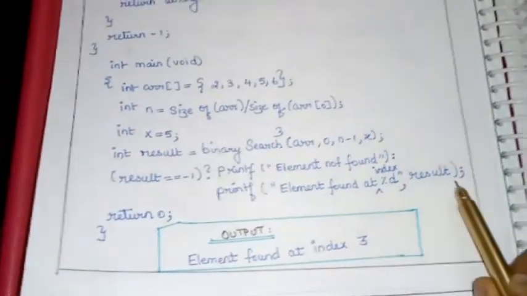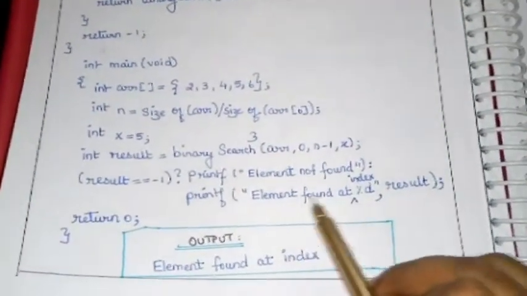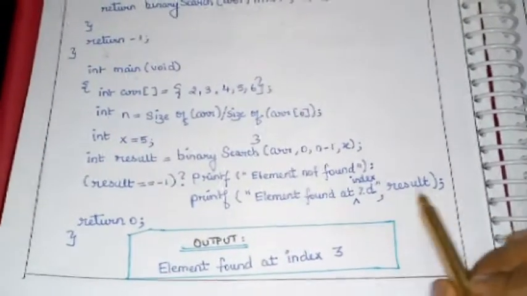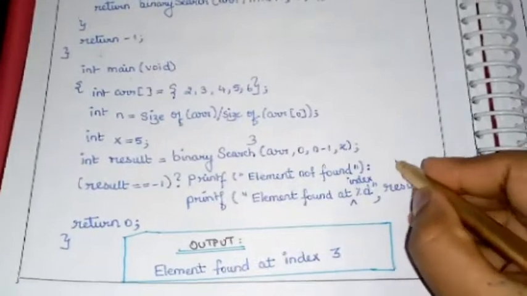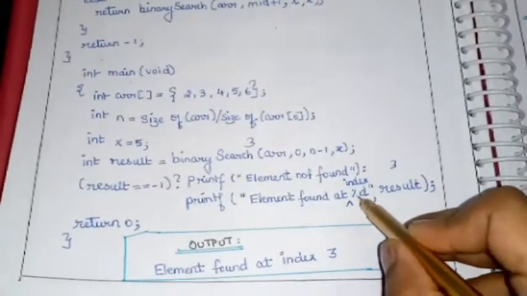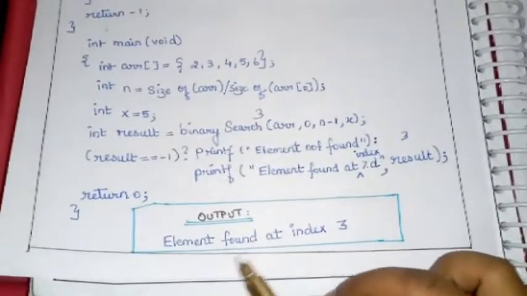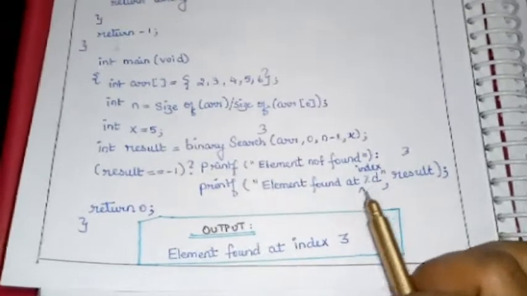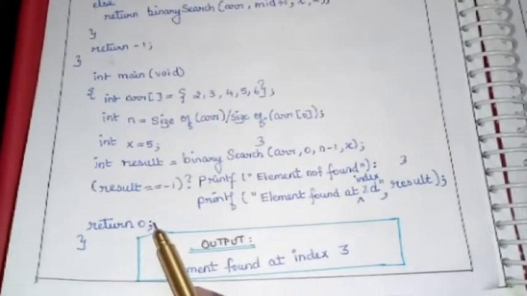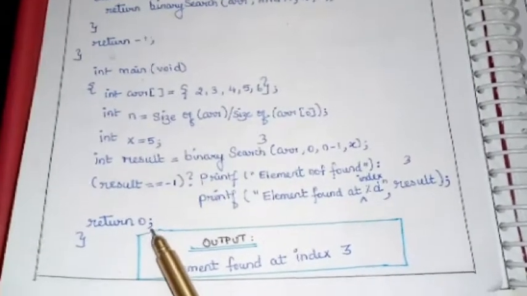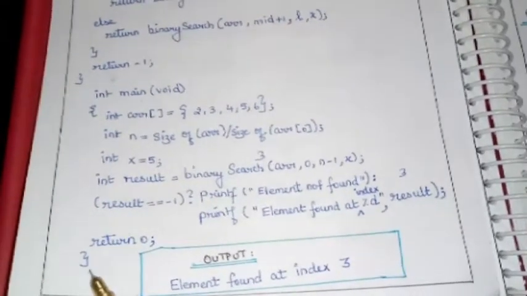So the other statement will be executed, which is nothing but the element is found at index %d, comma result. What is the result? 3. So this particular 3 will be placed in %d. So the output will be element found at index 3. Okay. Next is return 0. Return 0 is the success status that my program has executed successfully, and close the braces.